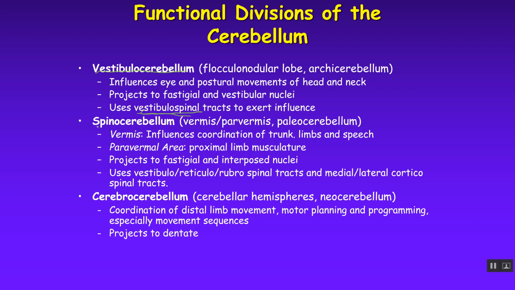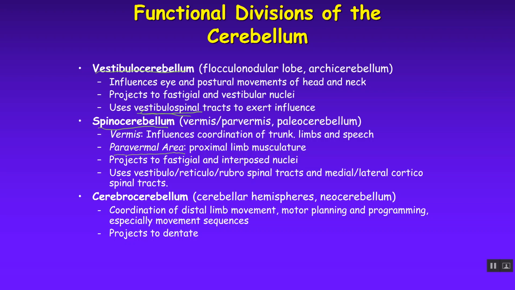Then we have the spinal cerebellum, which we mentioned is the vermal and paravermal regions, also known as the paleocerebellum. The vermal region, the very center part of your cerebellum, has to do more with influencing coordination of trunk, proximal limbs, and speech, your muscles of your mouth. All your muscles in your body have ties to the cerebellar system, okay? Most of our muscles move quickly and need some dampening and motor learning to occur, okay? All of our muscles, really.